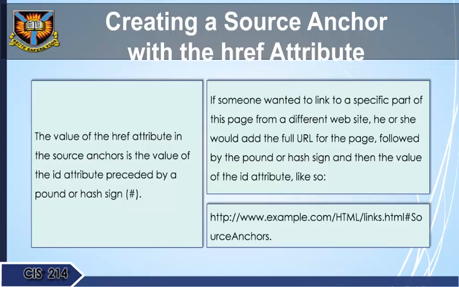The value of the href attribute in the source anchors is the value of the ID attribute preceded by a pound or # sign. If someone wanted to link to a specific part of this page from a different website, he or she would add the full URL for the page, followed by the pound or # sign, and then the value of the ID attribute, like so. http://www.example.com/html/links.html#source anchors.